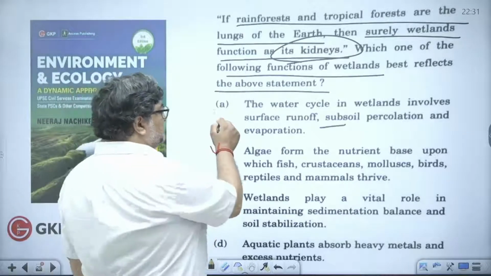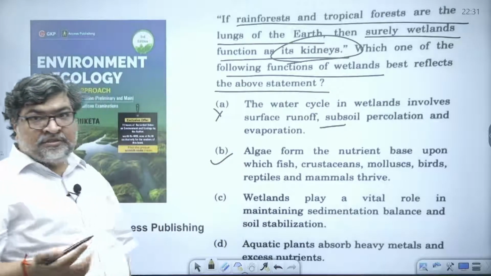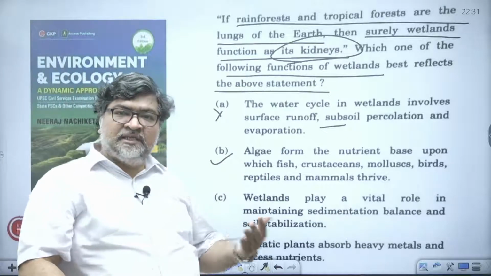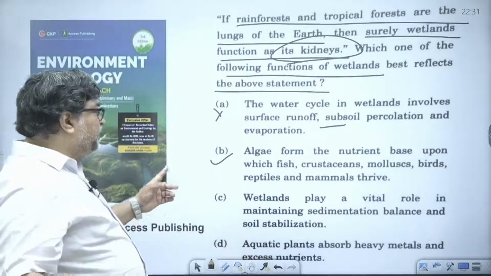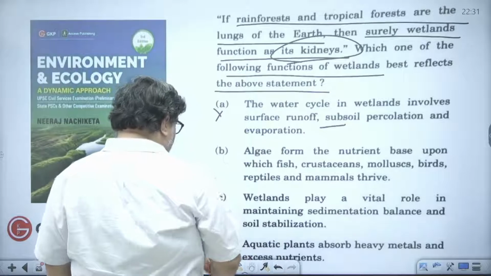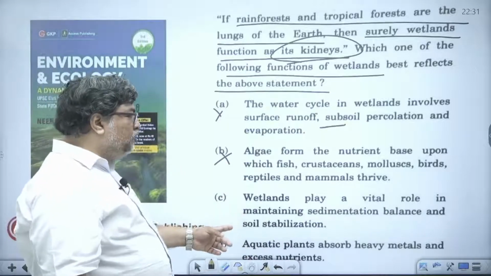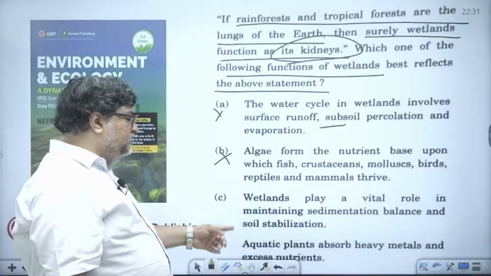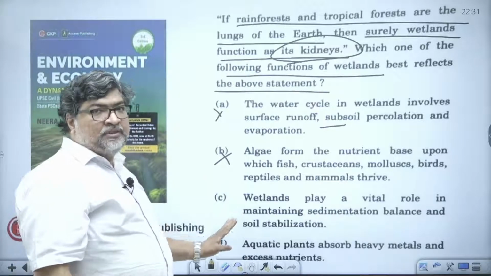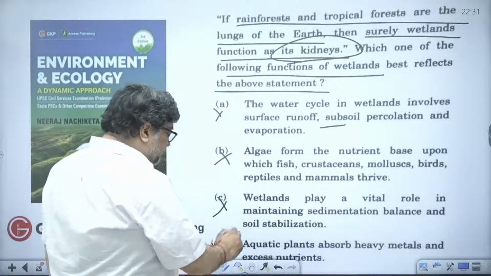Now algae form the nutrient base which gives the food for fish population and supports the biodiversity, that is again a function of the wetland. But we have to see it from the point of view of the kidneys of the earth, right? So again this is wrong. Wetlands play a vital role in maintaining sedimentation, balance and stabilization. That is also correct as a kind of function there. But the answer will be D here.